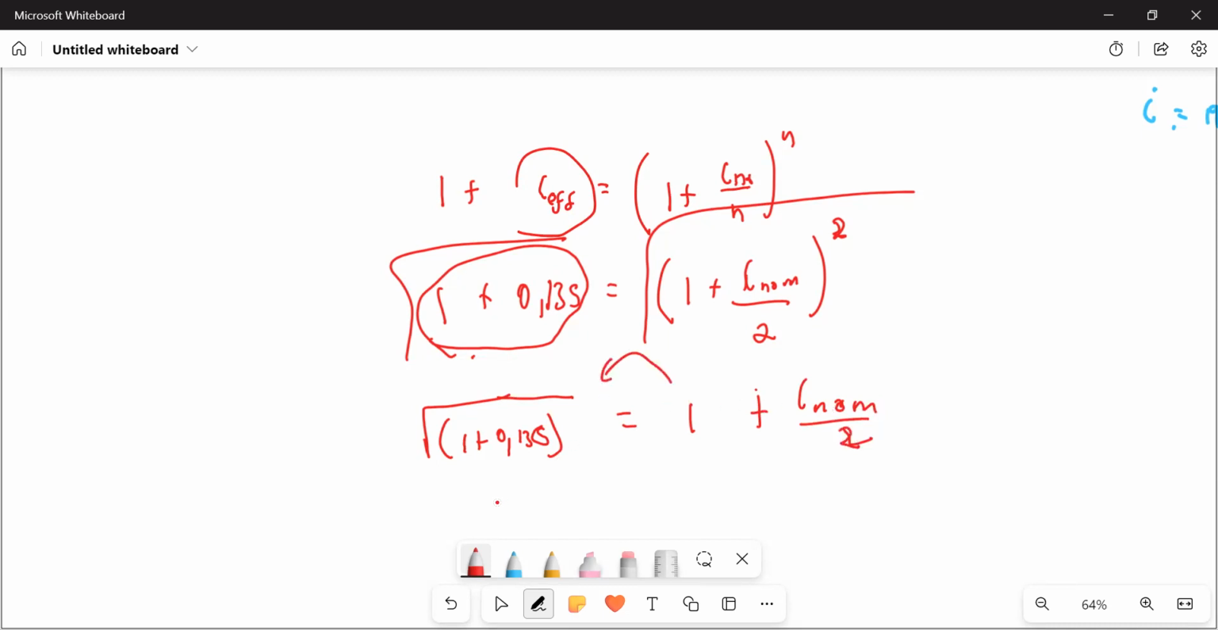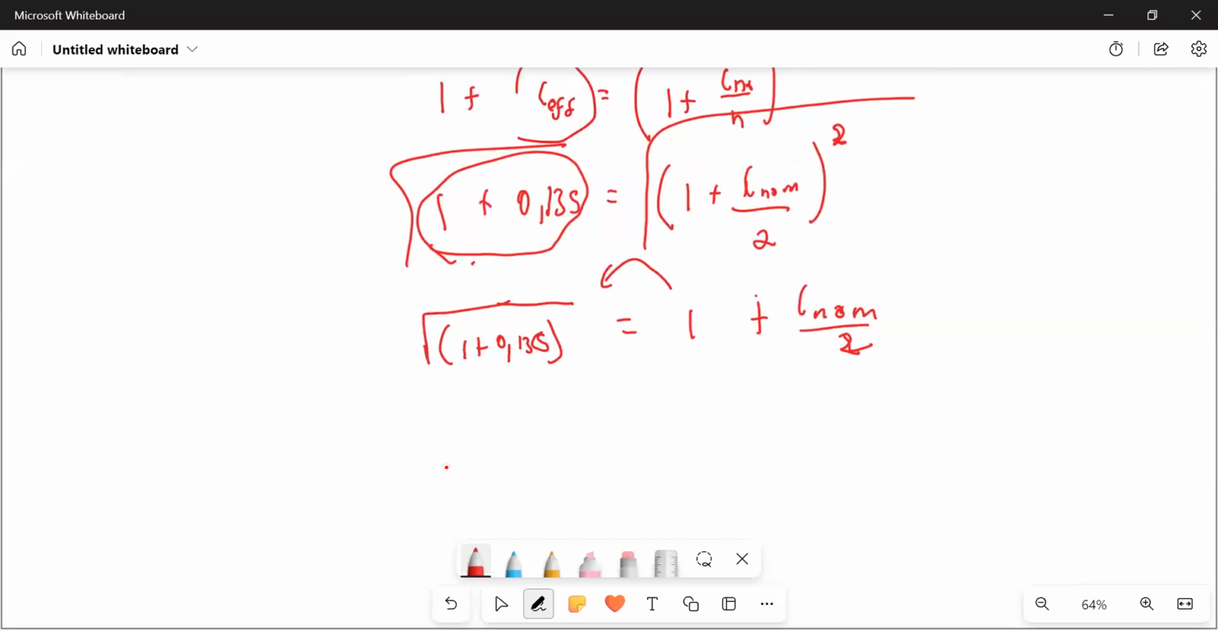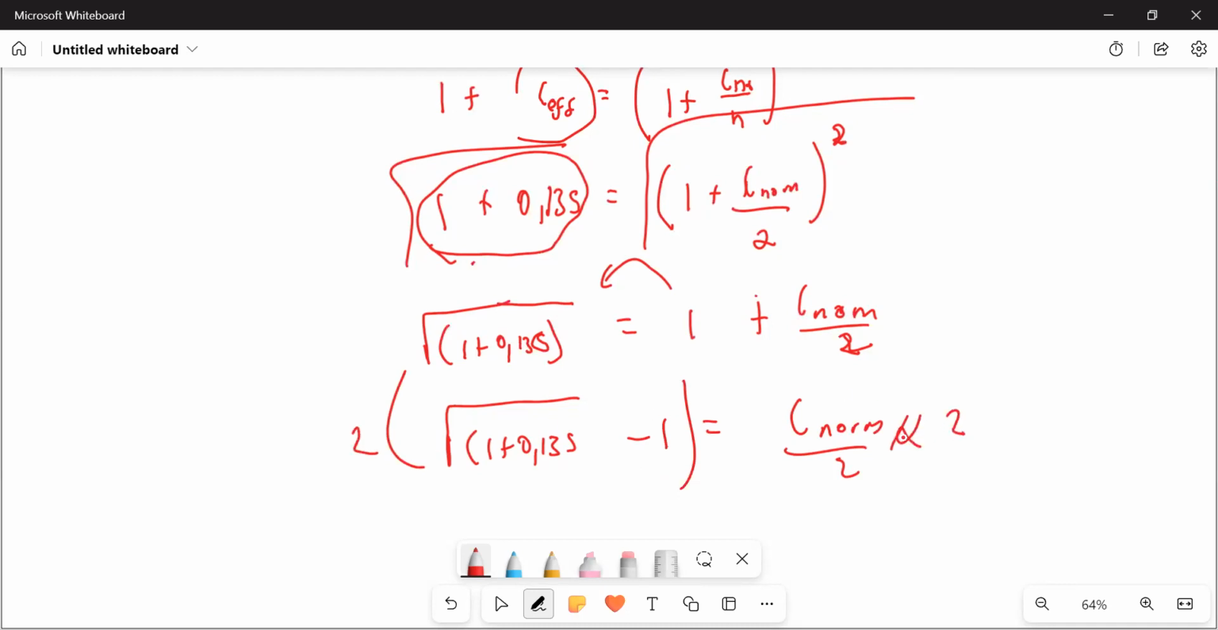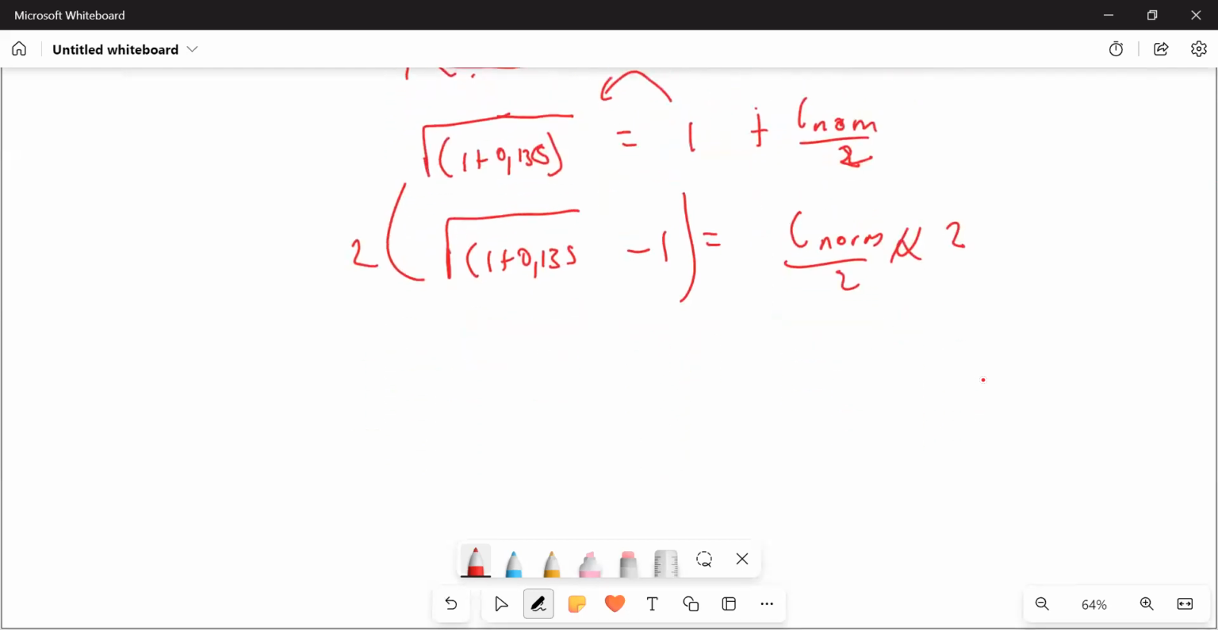Take 1 to this other side, okay? And then if you take 1 to this other side, you are going to have root of 1 plus 0.135, minus 1, which is going to be equal to I nominal all over 2. And what can we do from here? Multiply by 2, multiply by 2. And then you can, as long as you remember, type this in your calculator and then write the whole answer. As long as you remember to round off the final answer. If this thing is complicated for you, simplify them step by step. But when you simplify them, write everything. You can round off to maybe 5 decimal places so that when you round off the final answer, it's going to be fine.